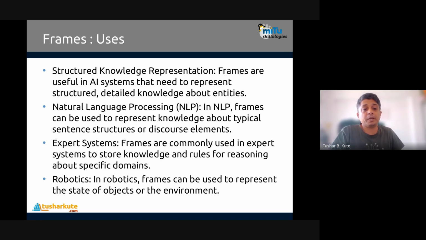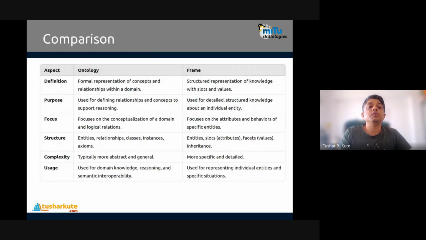Then second, natural language processing. It can be used to represent knowledge about typical sentence structures or discourse elements. And then expert systems. We know expert systems are the early form of AI. They are commonly used to store knowledge and rules for reasoning about a specific domain. And robotics. Today in robotics also these frames are used to represent knowledge of the environment.